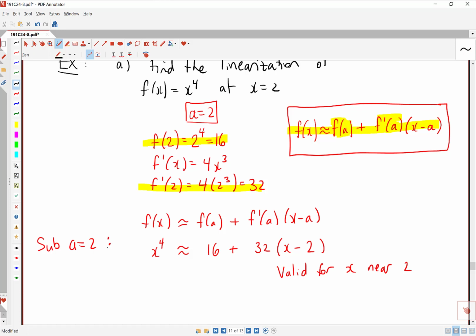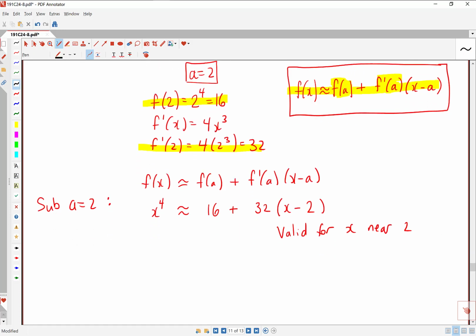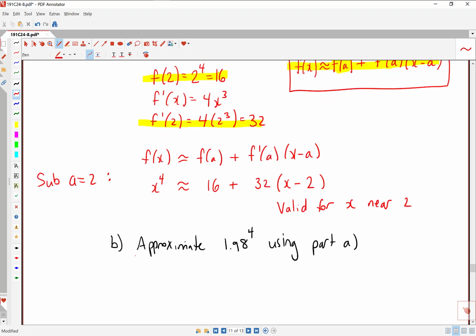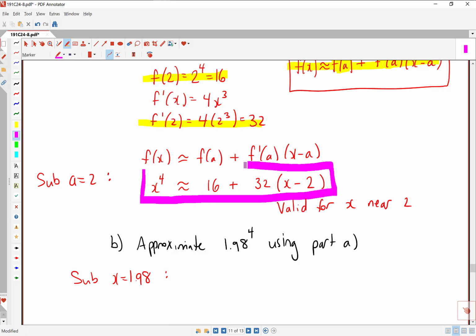Okay, so let's try part B here, and this is where we'll convince ourselves that this linearization process actually does something useful for us. So part B is to approximate 1.98 to the 4th power using what we did in part A. So the idea of what we're going to do here is we are going to sub x equal 1.98 into our approximation above. So I'm just going to put a box around what we had as our final answer above. We're going to sub in here, and that's going to give us our approximation.